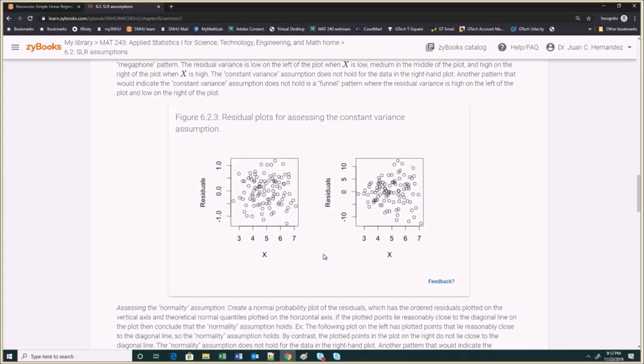Again, if you were to create a regression model, you'll get an equation, and you can even use it to do predictions. But when you plot residuals against the independent variable and you see something like this, you should be wary of that model.